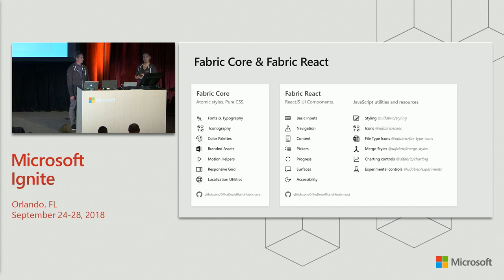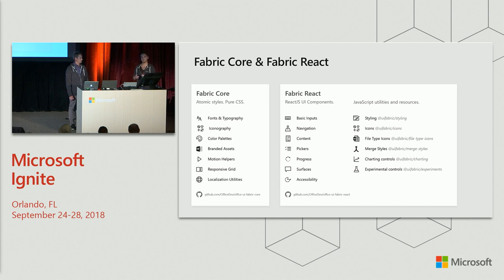Merge styles is a library for using CSS in JavaScript that allows you to write CSS in a type-safe way with TypeScript. And this is what you would use if you wanted to extend and customize Fabric React. There's also an early charting and dashboarding library that would show up in, among other cases, an admin or dashboard experience. And then finally, the experiments package.